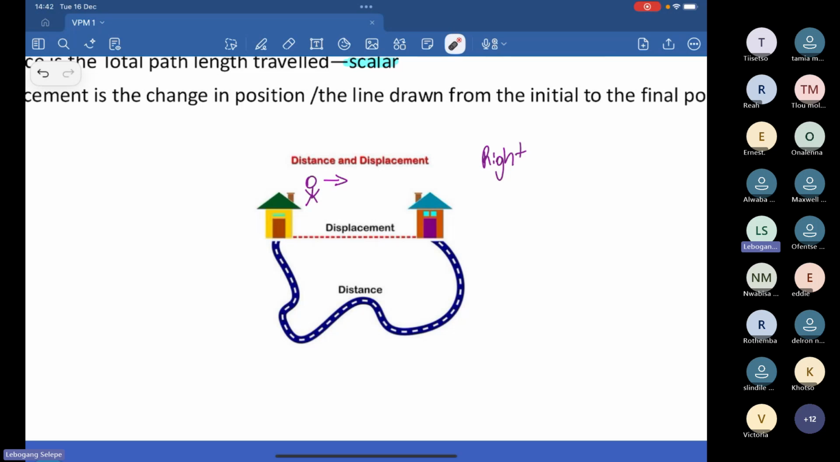And you will see the importance of this when we do VPM, right? Please make it a point that you understand the difference. And if you have any question, please let me know before we pass. This is very fundamental, guys. Very, very important.